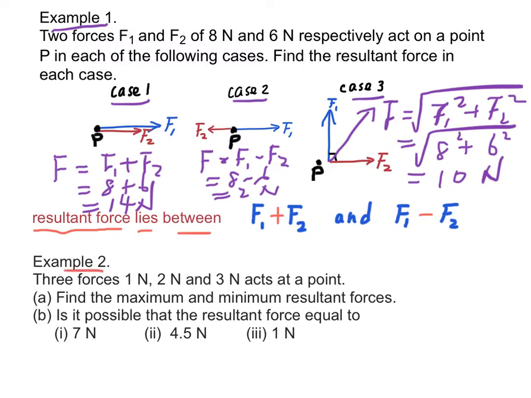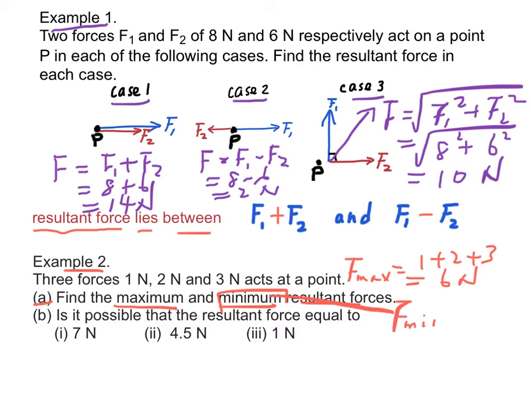Example 2. Part A. The maximum resultant force F maximum equals 1 plus 2 plus 3, equals 6 Newton, while the minimum resultant force is F minimum equals 3 minus 2 minus 1, equals 0 Newton.